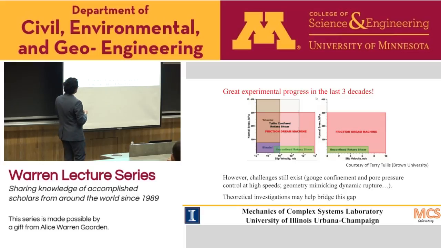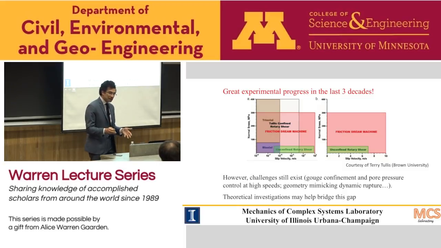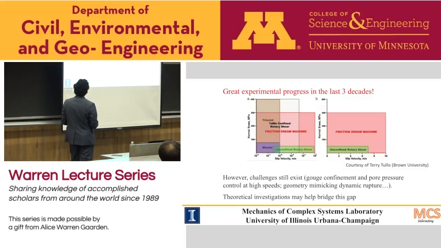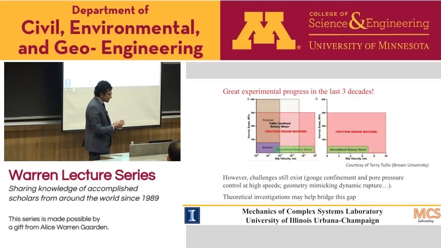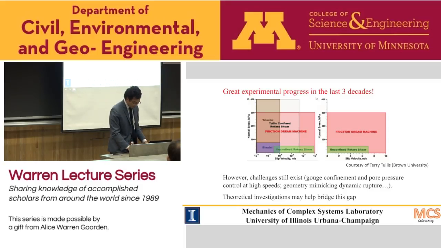So really, although we can measure phenomena in granular materials and rocks at low slip rates and high pressure, and we can also measure phenomena at high slip rates but at low pressure, this is a limitation of how much power our machines can provide. What we are eventually interested in is this friction dream machine, where we can actually test materials in this upper right corner, okay? So this combination of high pressure and velocity is actually what we are after.